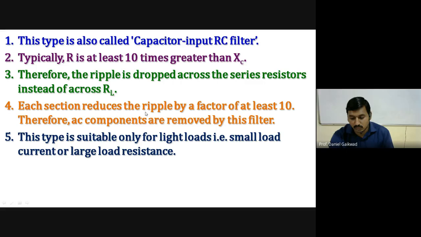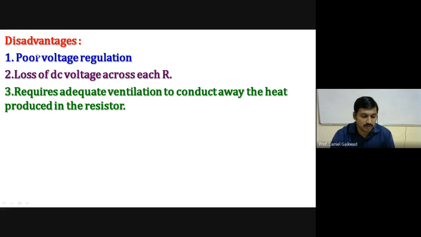Now check carefully the disadvantages here. First, poor voltage regulation, and this is because of what happens in the resistor. The resistor also blocks DC along with AC. So along with the AC, some DC is also blocked here, and the regulation is not perfect. As resistance also opposes the DC, a certain DC voltage will be blocked by the resistor, and we can say there is poor voltage regulation.